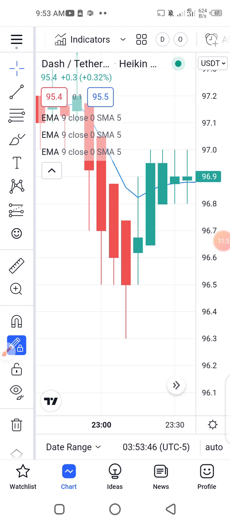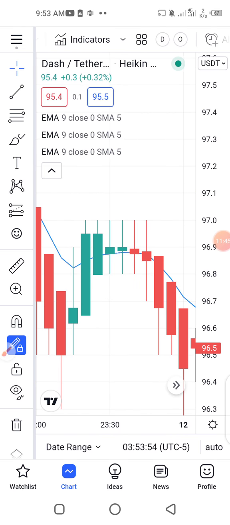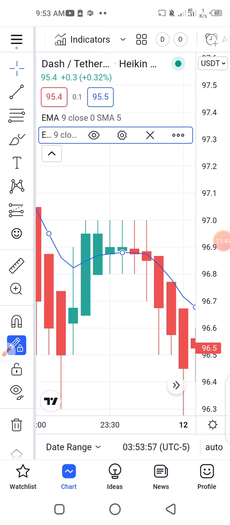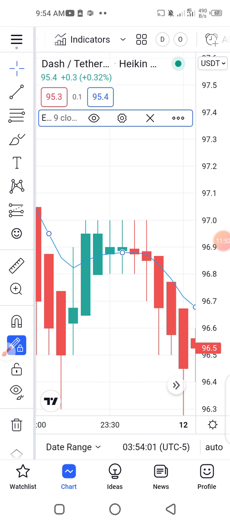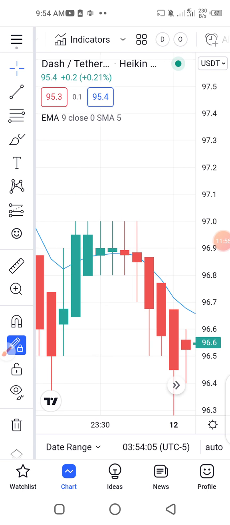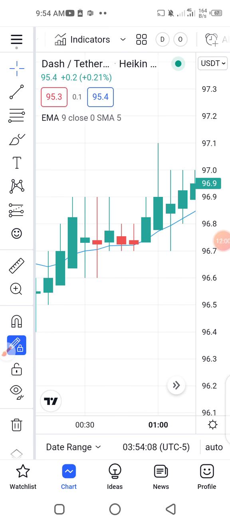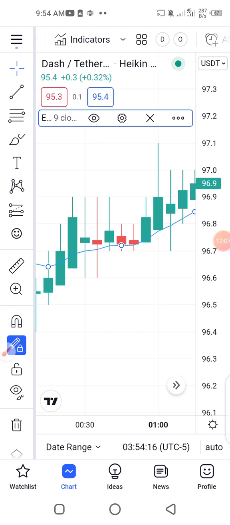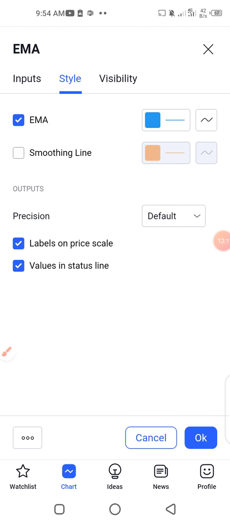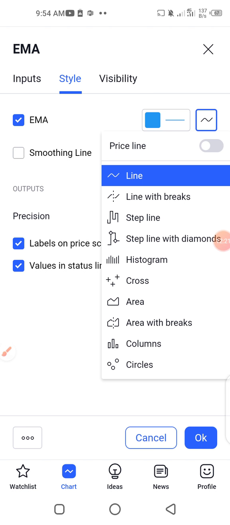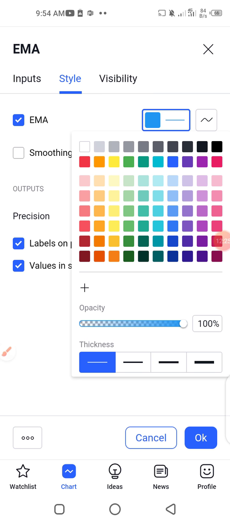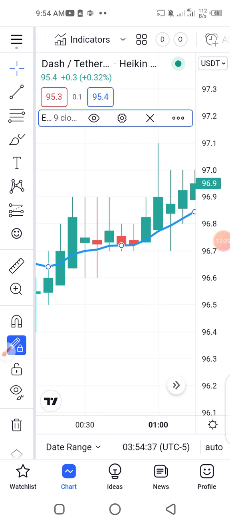I think I've added it. Oh, I've added it more than once. Okay, I'm canceling. So I have this, that's the line. And I think I should edit this to 50, 100. I come to settings. Number one, I want to make it thicker so that it's seen.